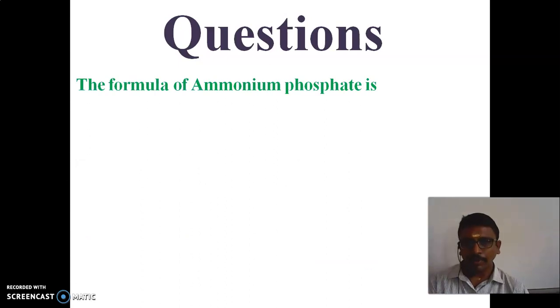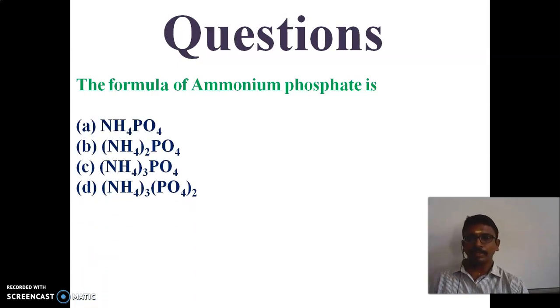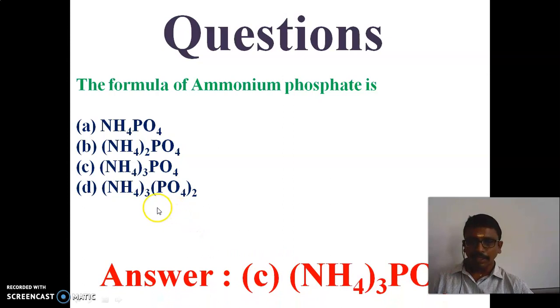And next is the formula for ammonium phosphate. So what is the formula for ammonium? NH4 plus. For phosphate, PO4, the valency it will be 3. So the ammonium phosphate formula it will be (NH4)3PO4.